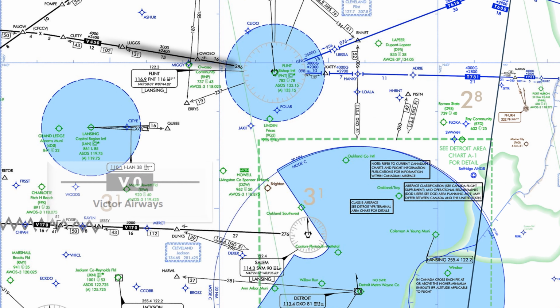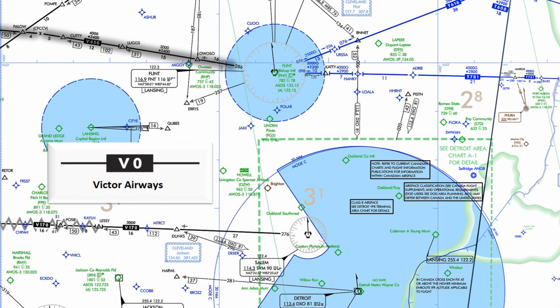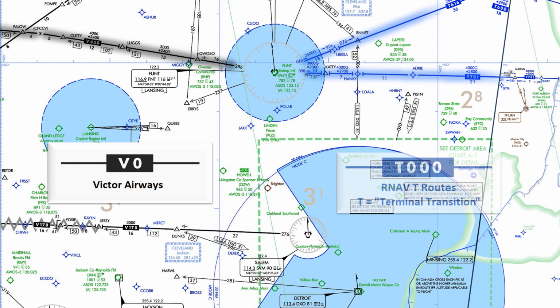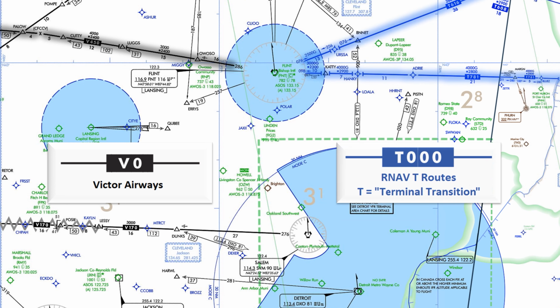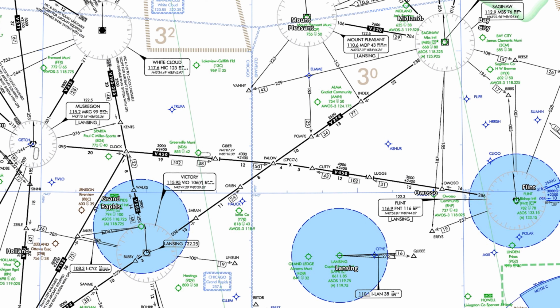Similarly, the black lines depict Victor Airways, based off VORs, and the blue lines are RNAV-T routes, which can be, but don't have to be based off a VOR. Think of these as your official highways, and the waypoints are your exits. So if these are the highways, what do all the different numbers mean?